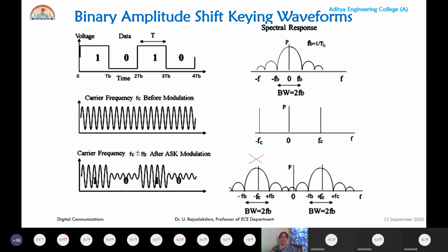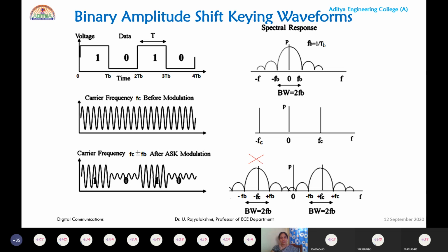If you take only the positive real frequency component, the frequency is fb. Next, please observe the carrier. We already know that. Please observe the second figure in the second column. It is the spectral response of the carrier frequency. The carrier is represented as Ac cos omega ct.